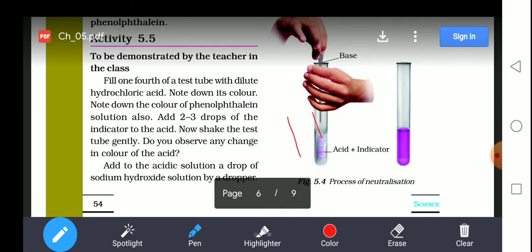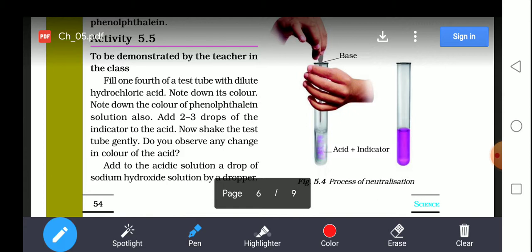Hydrochloric acid is HCl in short form. Note down the color of the hydrochloric acid, and note down the color of the phenolphthalein solution also. Now fill the test tube 1/4 with dilute HCl, and add 2 to 3 drops of the indicator, phenolphthalein, to the acid. Now shake the test tube gently.